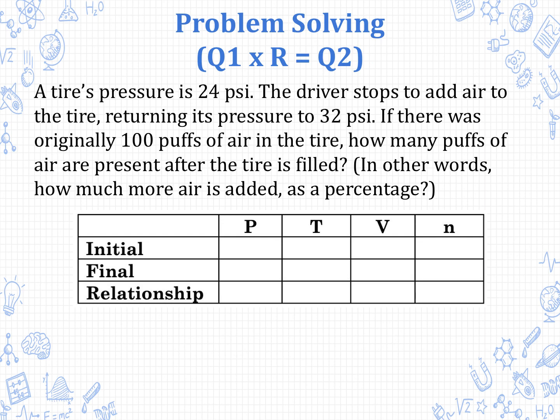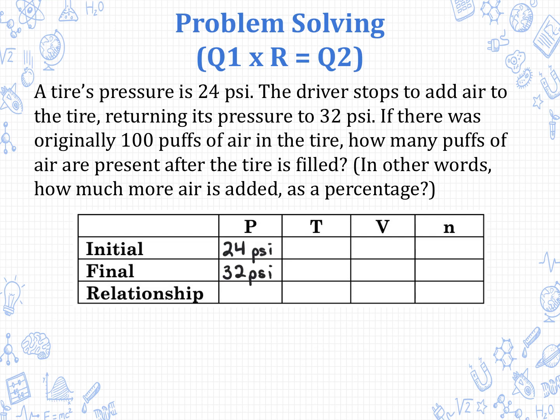All right, we're going to attack our second problem now. In this problem, it says the tire's pressure is 24 psi, and then the driver adds air and returns the tire pressure to 32 psi, which is presumably what it should be. So our initial pressure is 24 psi. Our final pressure is 32 psi.